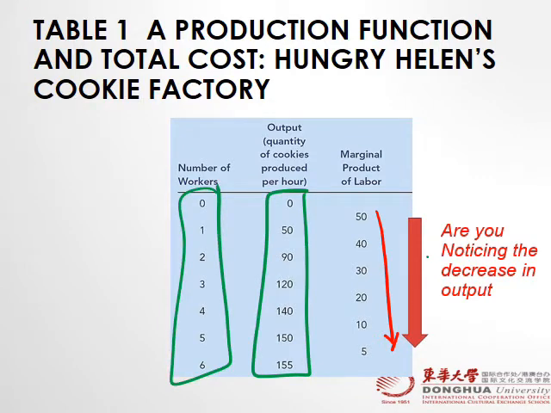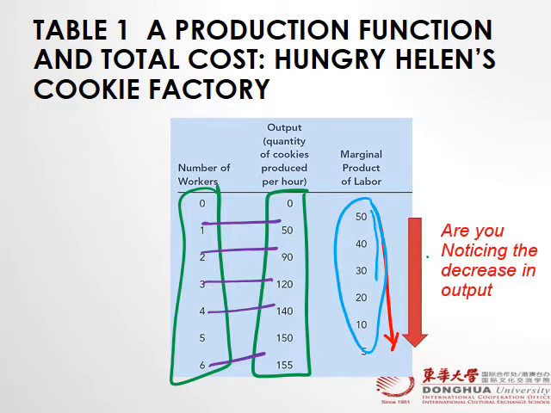See, when you employ one worker, output is 50. When you employ a second worker, output is 90. Three workers, output is 120. Four workers, output is 140. Similarly, six workers, output is 155. So total output is increased. But when you see the marginal product here, marginal product is decreasing.